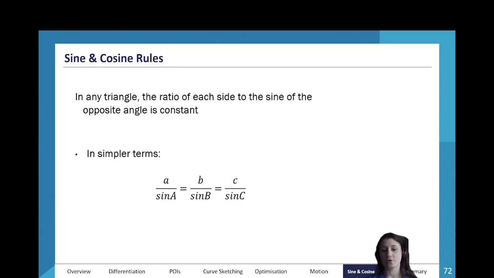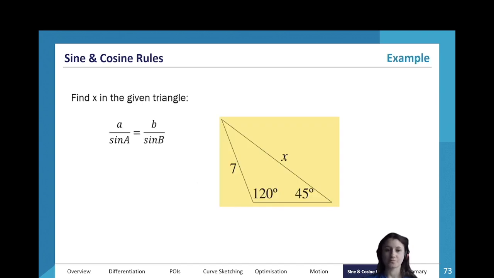So let's go over an actual application of this. Say we were given this triangle here, and we need to find the length x. So we know that one of the lengths is 7, one angle is 120 degrees, one angle is 45 degrees. This is not a right angle triangle, so we can't use our sine, cos, and tan ratios. We need to use our sine rule. Now, when we get into the cosine rule, I'll actually explain how you know when to use the sine or the cosine rule, because it's a little bit different, but for the moment we'll just focus on actually using the sine rule.